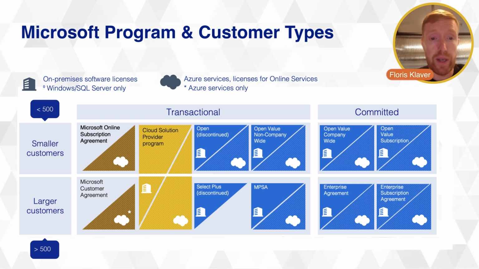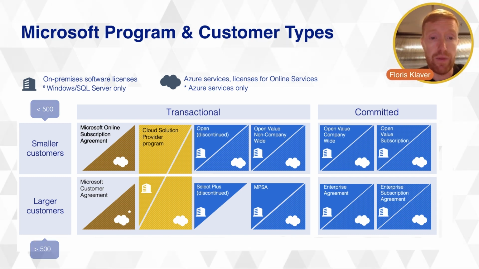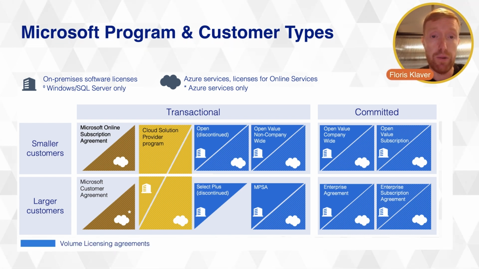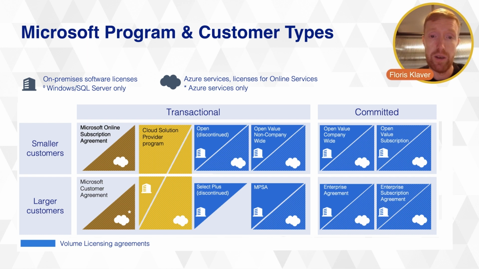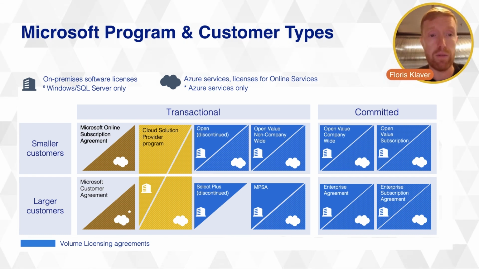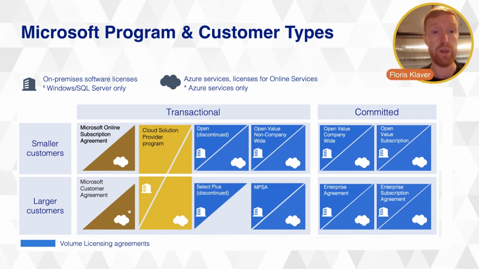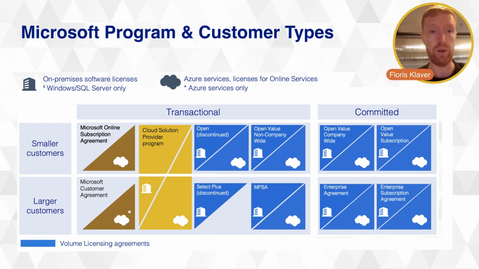The color scheme that you see states what type of contract it might be. So you have volume licensing agreements listed in blue. These are typically longer agreements that you need to sign with Microsoft that contain a lot of terms and conditions and rules on how to set it up.